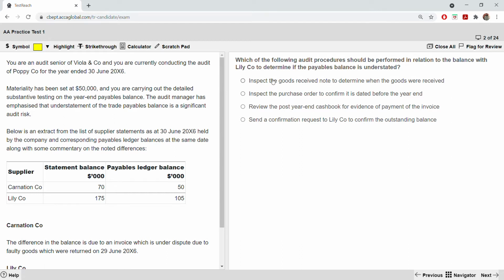So we'll go one by one. Inspect the goods received note to determine when goods were received. Second, inspect the purchase order to confirm it is dated before the year end. Third, review the post year end cash book for evidence of payment of the invoice. Fourth, send a confirmation request to Lily to confirm the outstanding balance. So out of this, which one will it be?